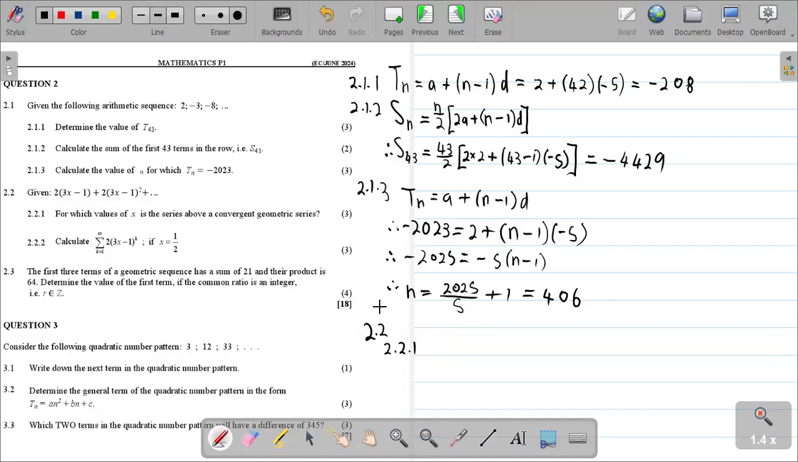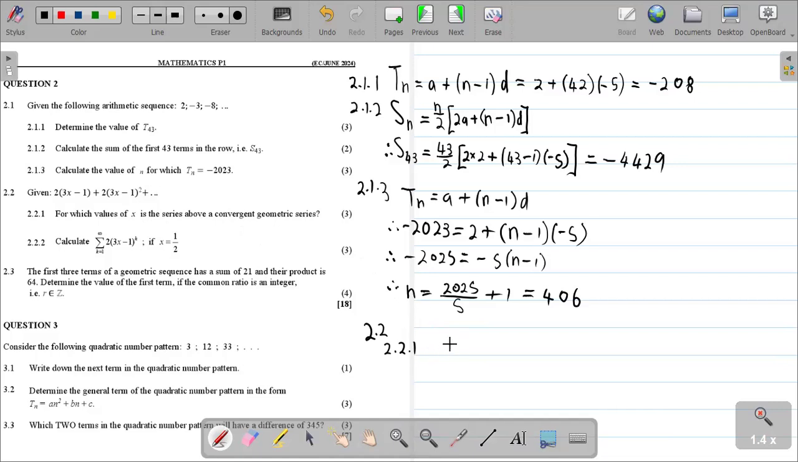What do they want? We're given 2 and then into 3x minus 1 plus 2 into 3x minus 1 squared plus the other terms. So we can see that 3x minus 1 here is the ratio. So for 2, they say for which values of x is the series above convergent?